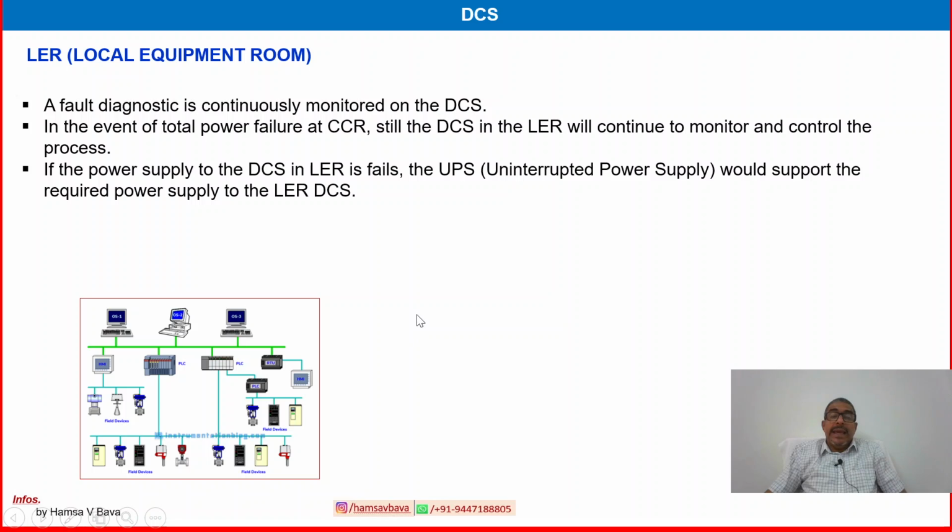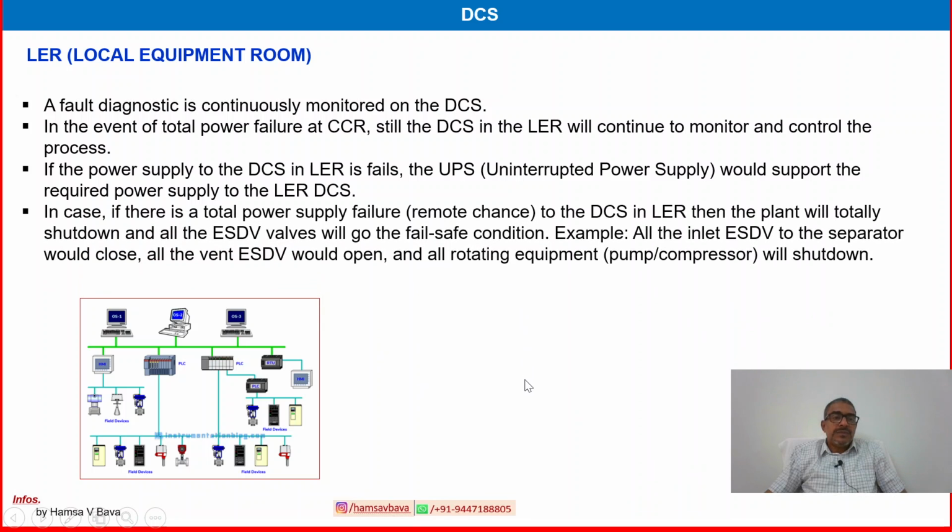In case there is a total power failure, including the DCS in LER, then the plant will totally shut down and all the ESDV emergency shutdown valves will go to the fail safe condition, either open or close. For example, the inlet SDV to the separator would close, or the vent SDV would open, and rotating equipment like pumps and compressors will shut down.